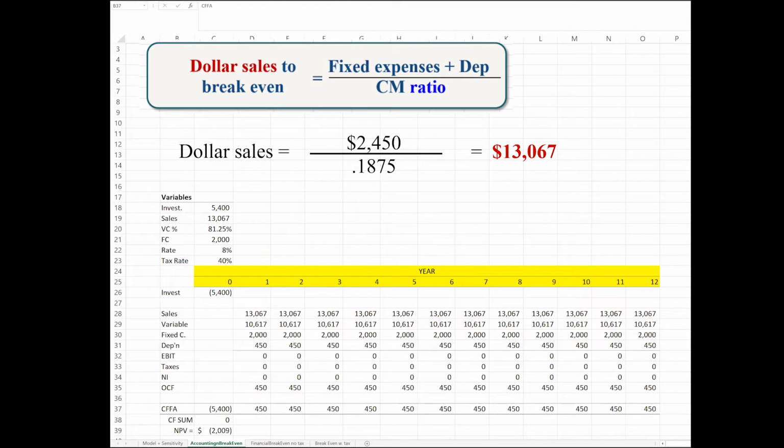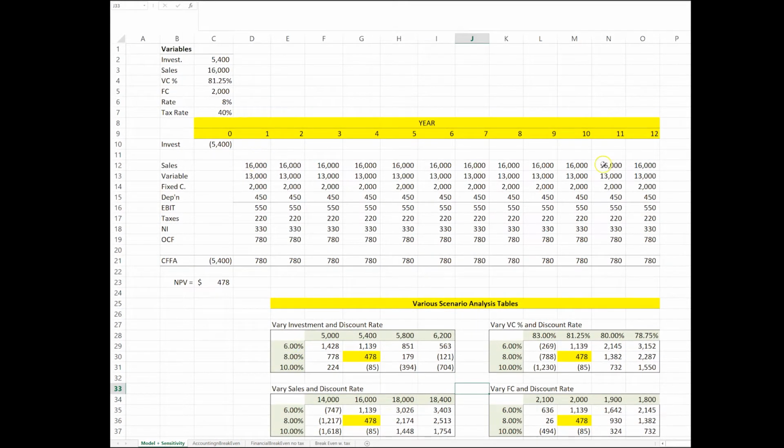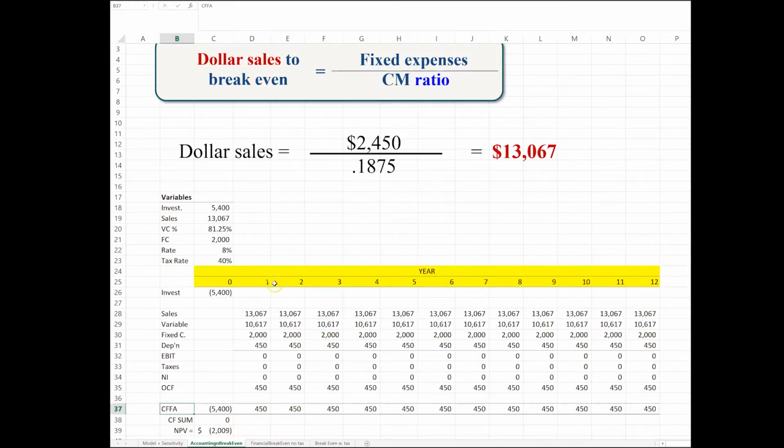Our project that took 12 years with a baseline expectation of 16 million in sales. We can pop back over here and look at our baseline project. 16 million in sales, 81% variable costs, fixed cost, discount rate of 8%, etc. This is our baseline. Now let's take a look at what that means when we talk about this in terms of break-even analysis. So we'll just look at what's called the dollar sales to break even.